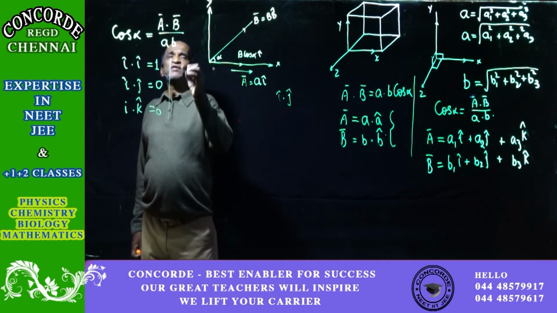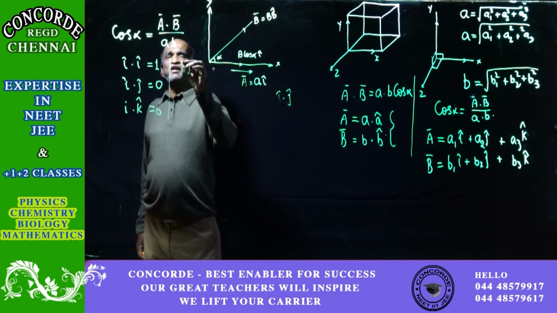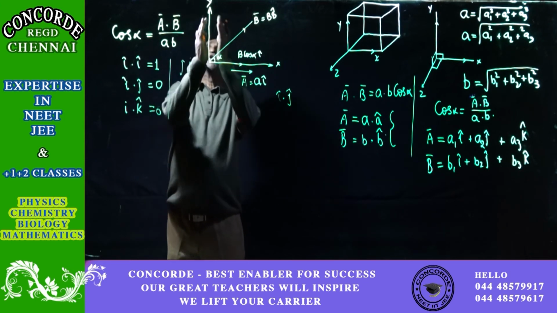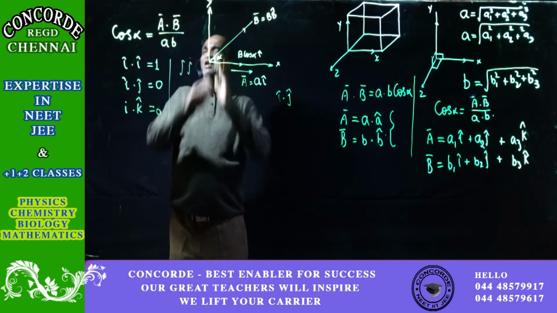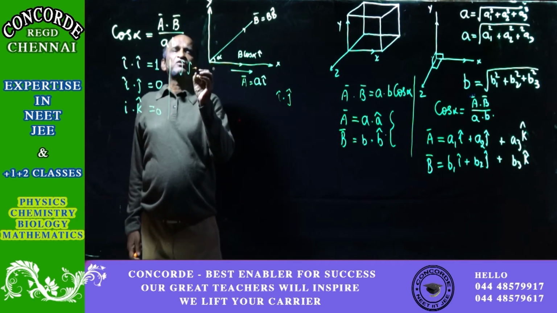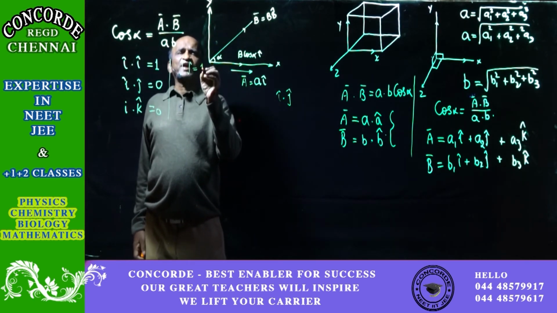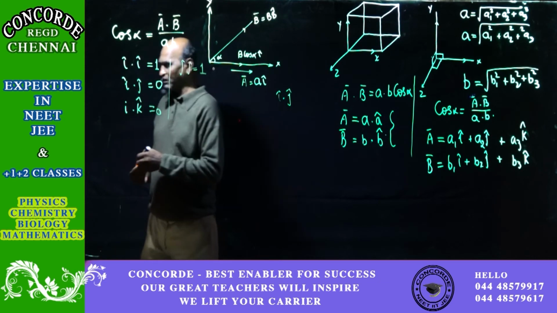Then the next thing is j dot j. So two vectors, both of them in y direction, multiply them, both parallel. Angle is 0, cos 0 is 1. So that is why j dot j is also equal to 1.